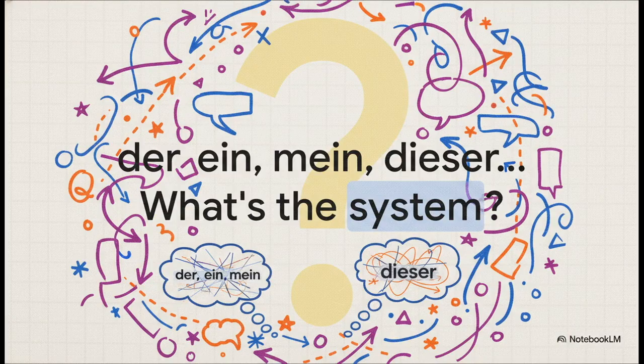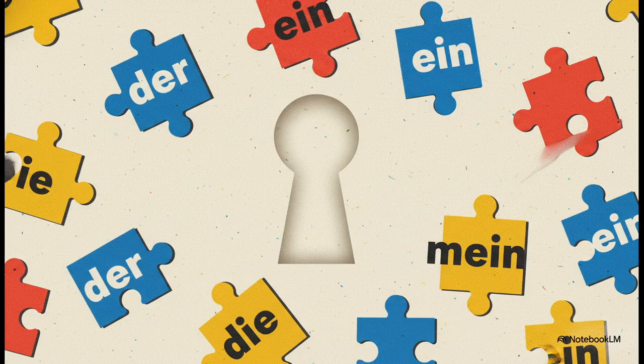I mean, these words are everywhere, right? You've got der, ein, mein, diese, kein. What's the system? How are you supposed to keep them all straight? It feels like you have to memorize dozens of separate rules for each one. It really is like trying to put together a puzzle, but you don't have the picture on the box.